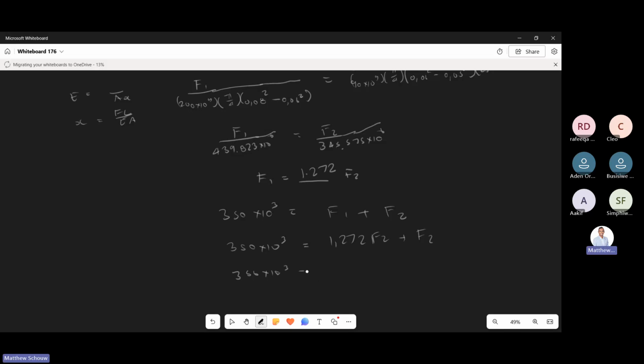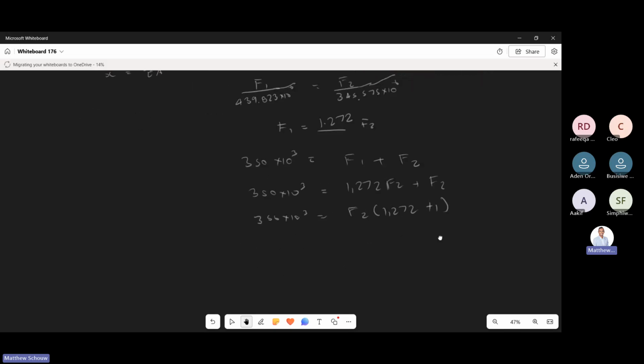And you take F2 as a common factor, there'll be 1.272 plus 1. Got that? Making that 350, not 356. 350 to the power 3 divided by 1.1. Oh, sorry, it's going to be 2.272. Obviously, you're just adding 1 there. And that'll give me the answer of F2. And F2 is the force in the aluminium. Can we quickly get that?